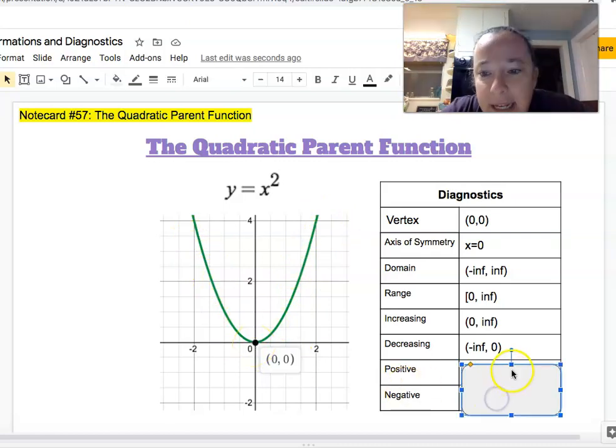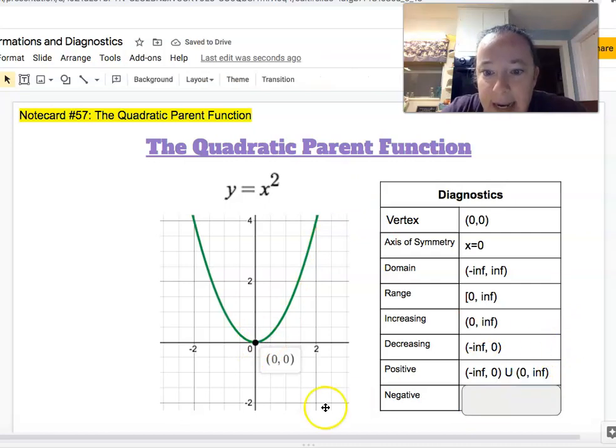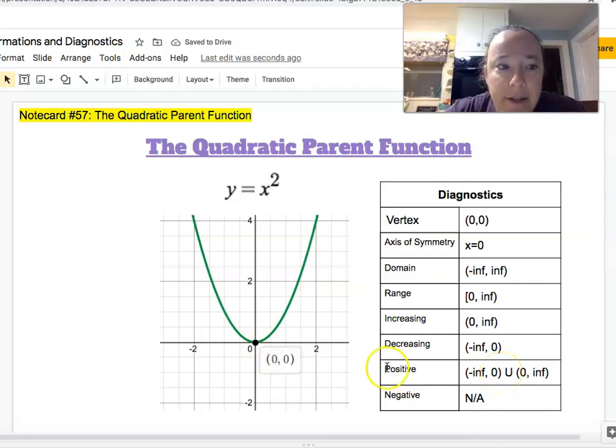So we have to split it with a union. It's positive from negative infinity all the way up to 0, because at 0 it's neutral. It is not positive. Union 0 to infinity. Seems really odd, but I wanted to show you that. Now, where is it negative? It's never below the x-axis. So I put NA for not applicable. So pause me and finish your note card 57.